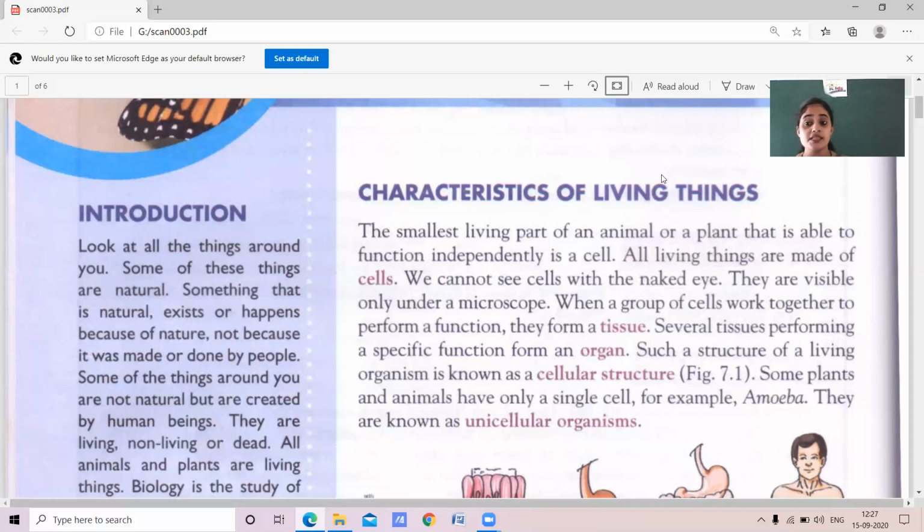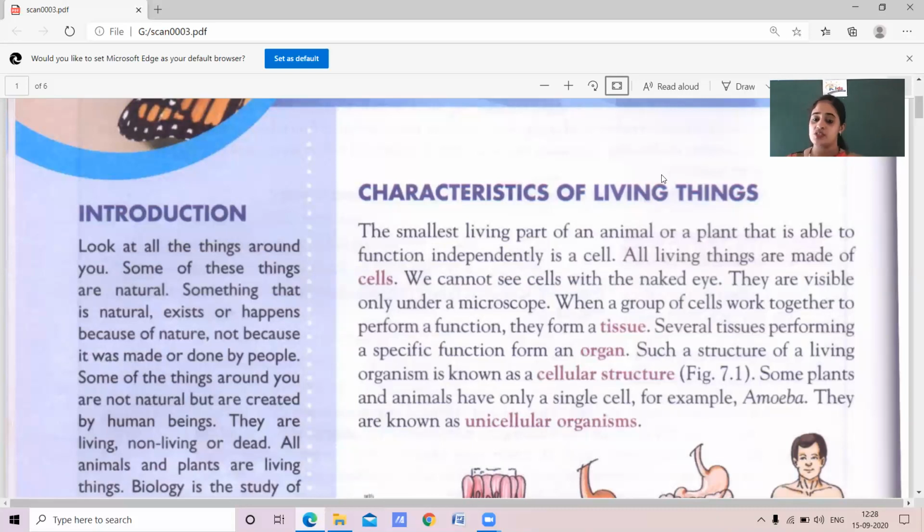What will happen when this group of organs forms such a structure? The living organism is known as a cellular structure or the organ system. Here, if you see yourself, all the organs are arranged in your body systematically, is it? Yes. So, a group of organs forming a system is called an organ system.